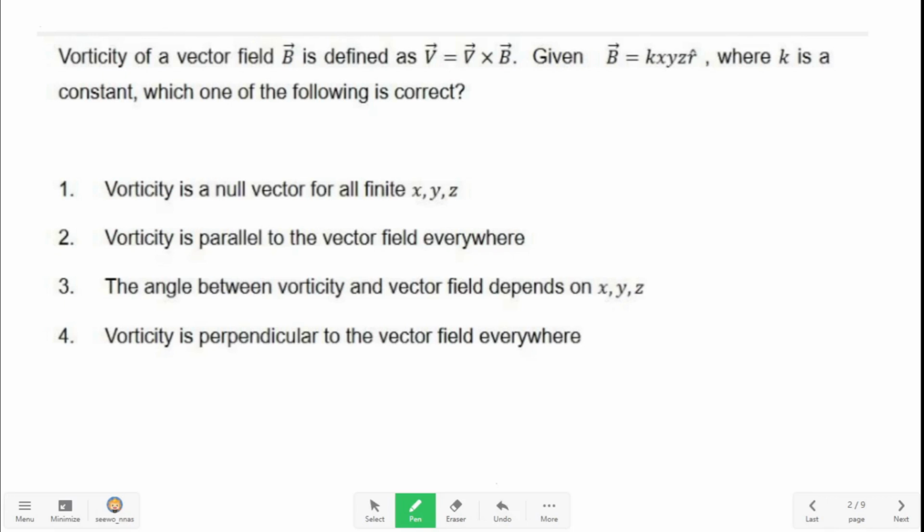In this session, let us focus on a question from CSIR NET June 2024. The question is from Vector Calculus. We are given the vorticity of a vector field B. V is equal to curl of B. B is kxyz r cap, where k is a constant. Which one of the following is correct?